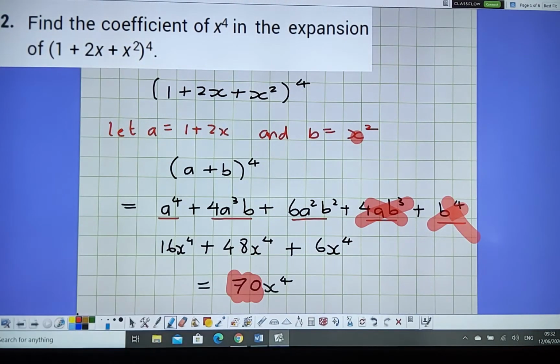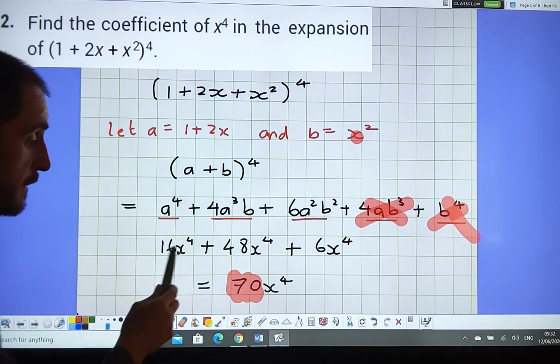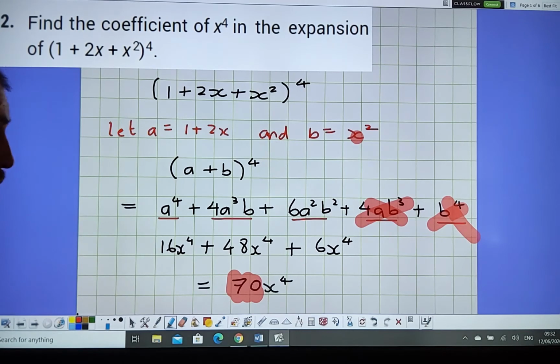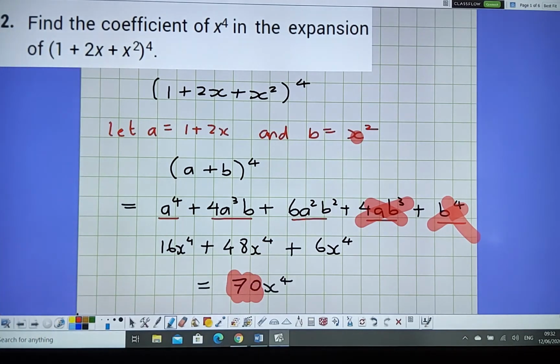So it was only these 3 here. And you're only worried about the term that had x to the power of 4 in it, and what that coefficient was, which is 16, 48, and 6. Add them together and I get 70.